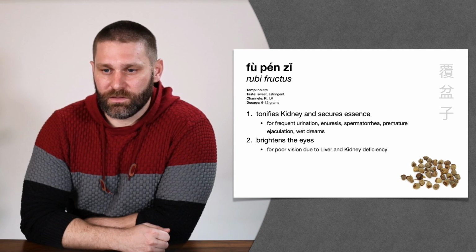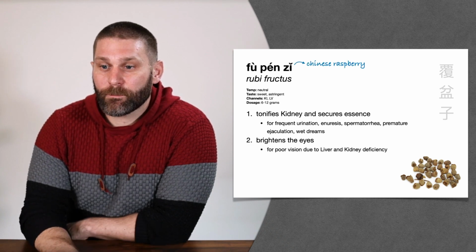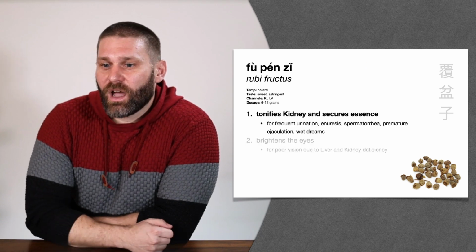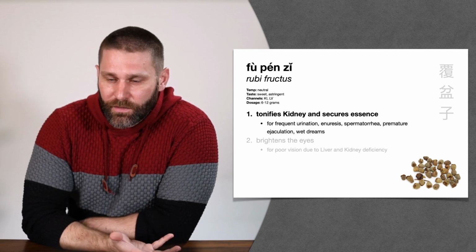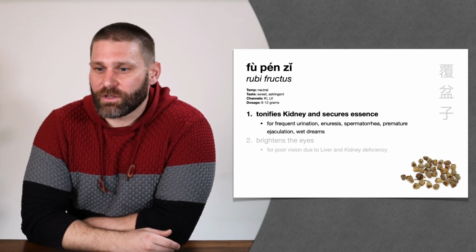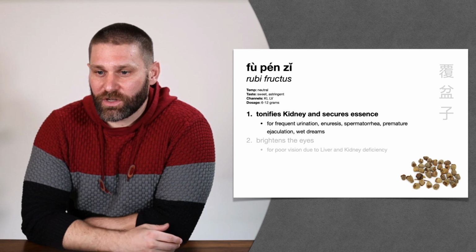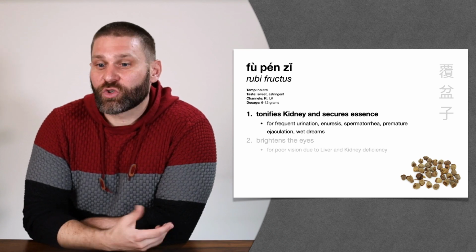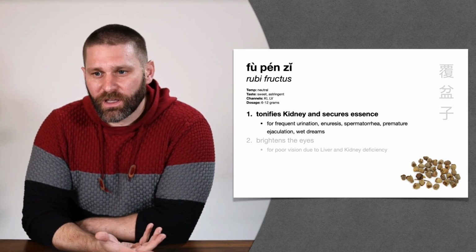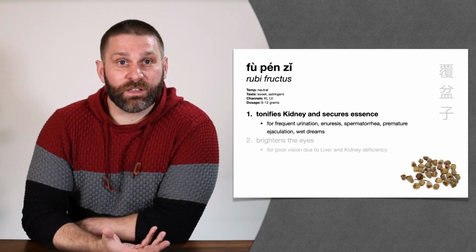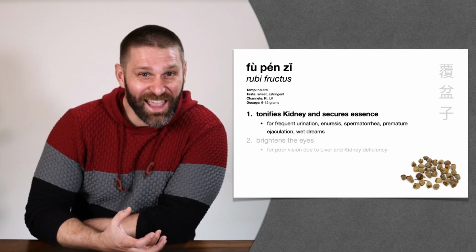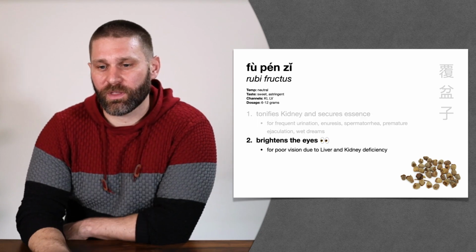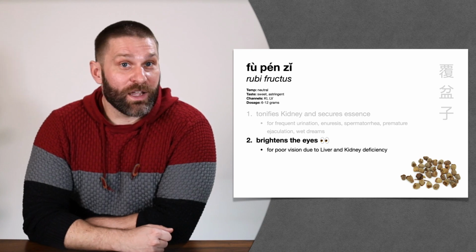Fu Pen Zi, Rubi fructus. And this is Chinese raspberry. So this one both tonifies the kidney and secures essence. So frequent urination, enuresis, spermatorrhea, premature ejaculation, or wet dreams, so nighttime nocturnal emissions. Again, here we're doing both at the same time. We're tonifying the kidney and inducing astringency to stop leakage. It's both sweet and astringent, so we're doing both at the same time. Then it also brightens the eyes.